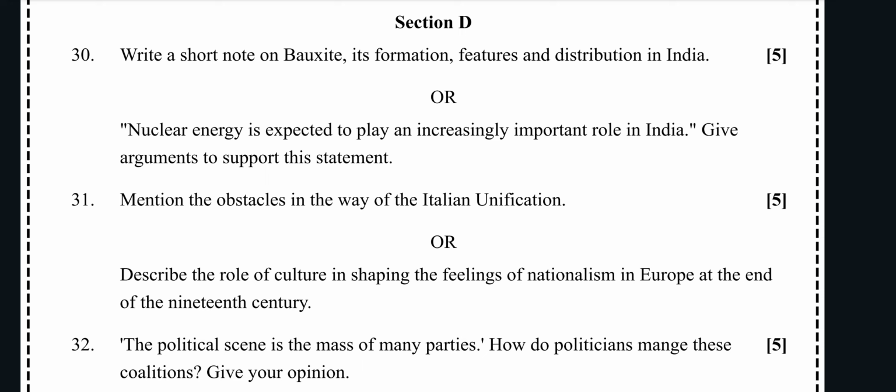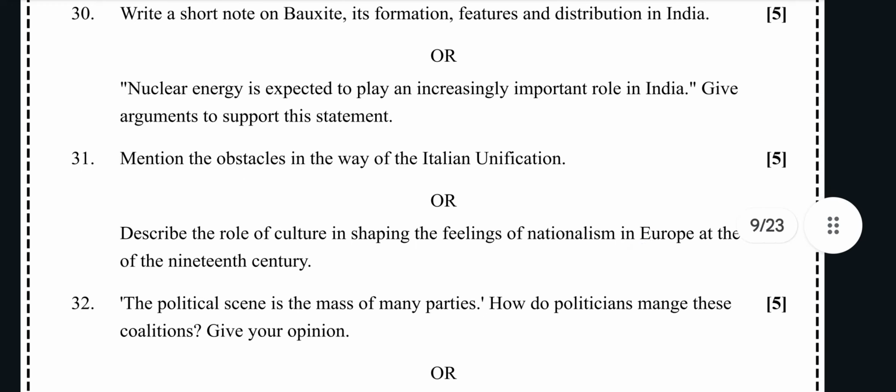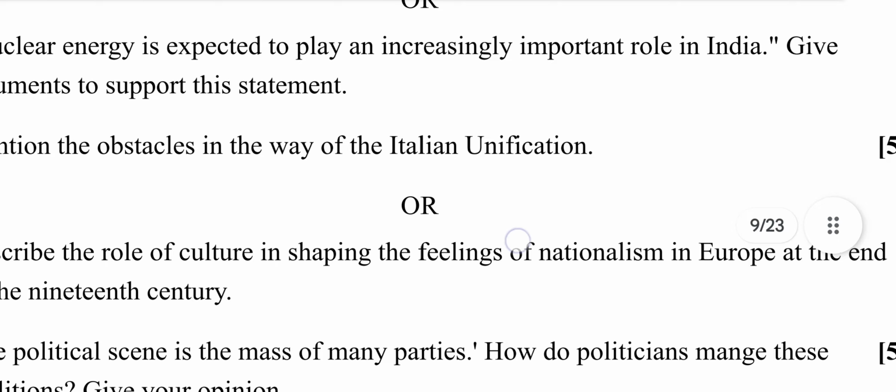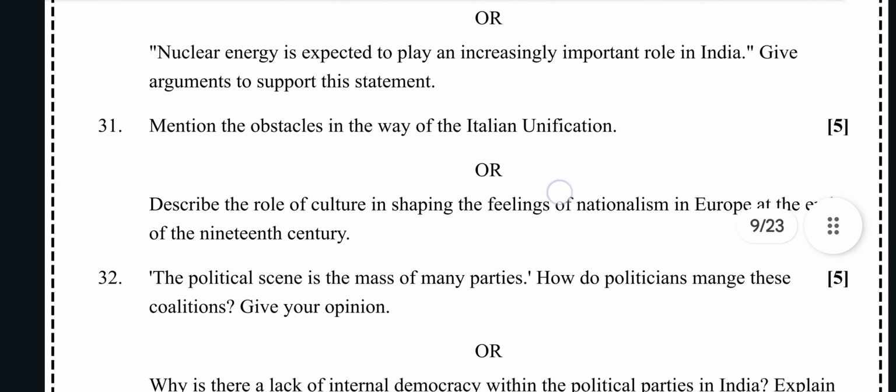Also question number 31, you can see the question: mention the obstacles in the way of Italian unification, or describe the role of culture in shaping the future of nationalism in Europe at the end of the 19th century. See, this is a history question. So for this also you have got an option. It is a 5 mark question, but you have got options for that.